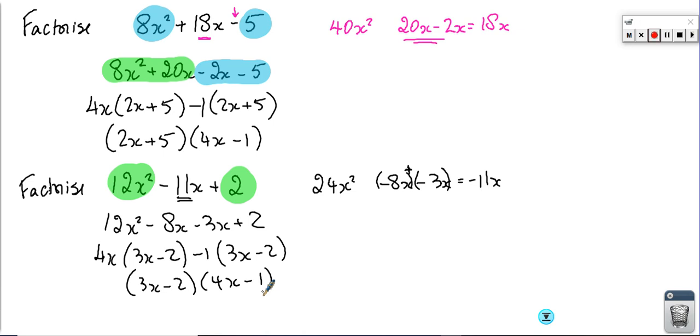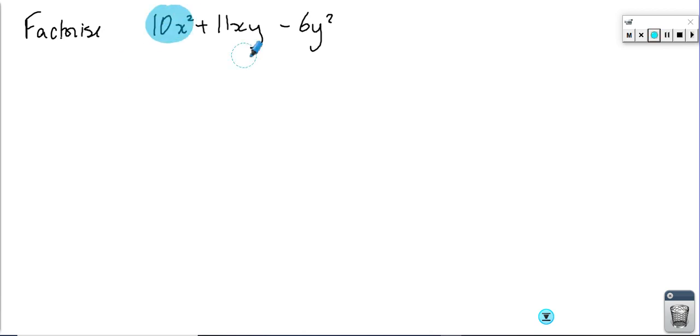Let's work out another example, the final example. It should suffice. So factorize, for example, 10x squared plus 11xy minus 6y squared. This time I've placed more than one variable. It's not going to matter. We're still going to work it out using the same method. So we'll start by multiplying 10x squared by 6y squared, which gives me 60x squared y squared.